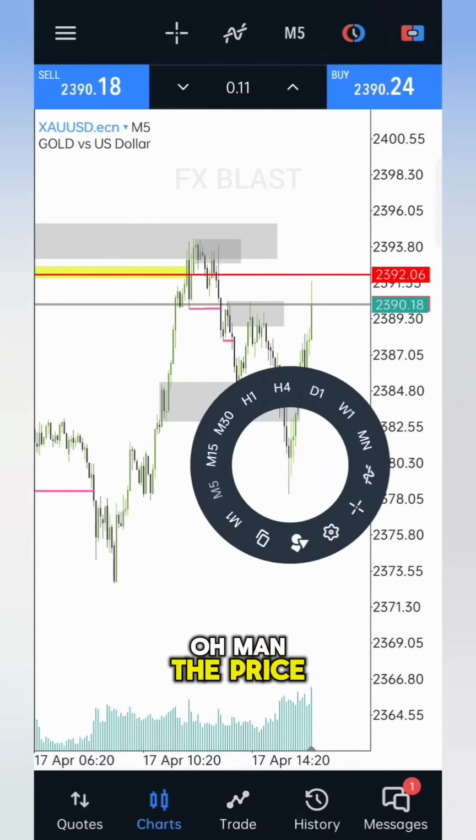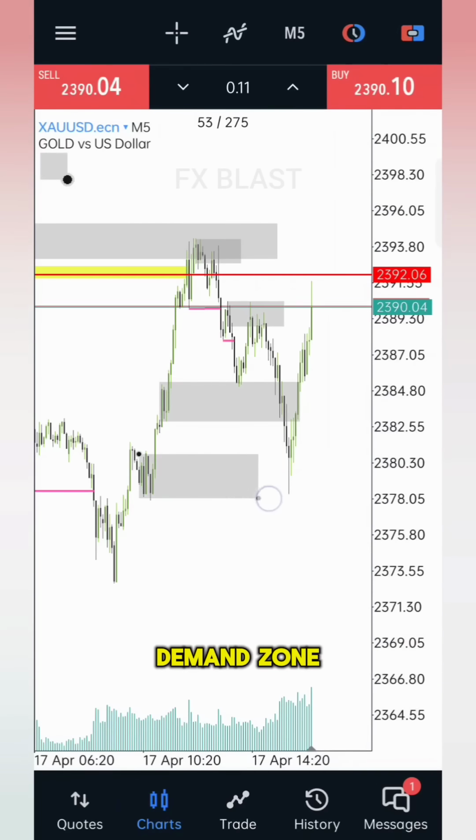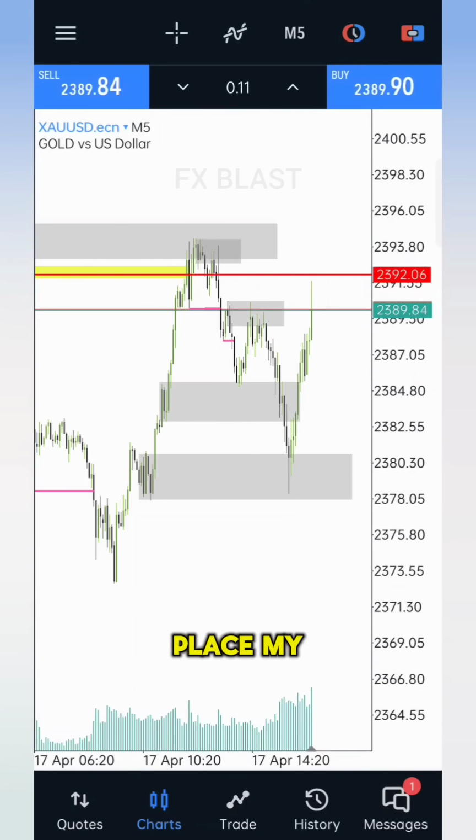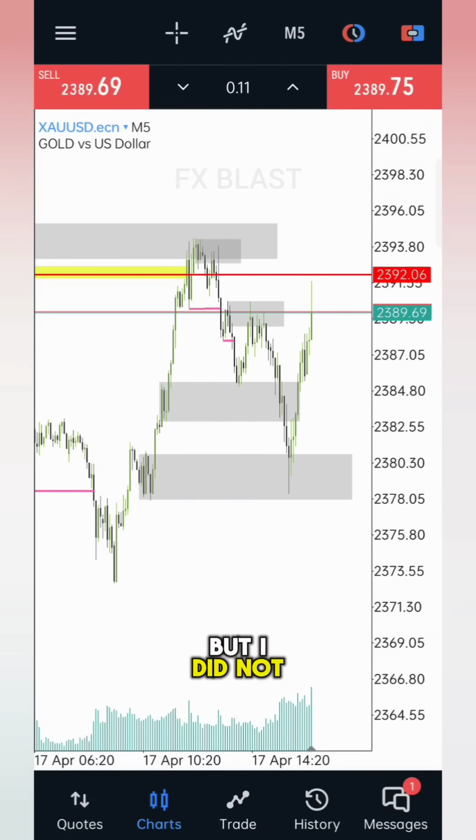Oh man. The price has just reached this demand zone, and then gone up. I honestly forgot to place my take profit target. But I did not lose anything.